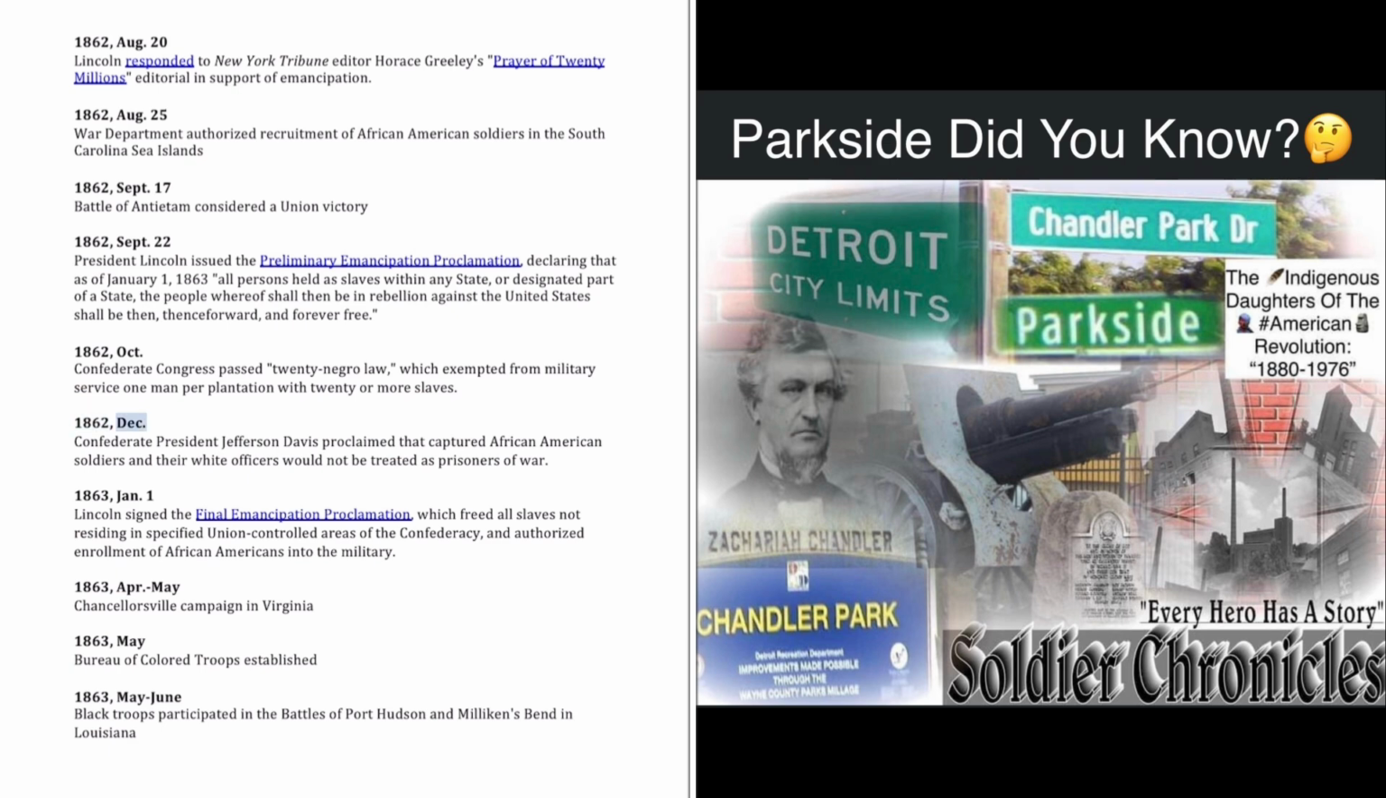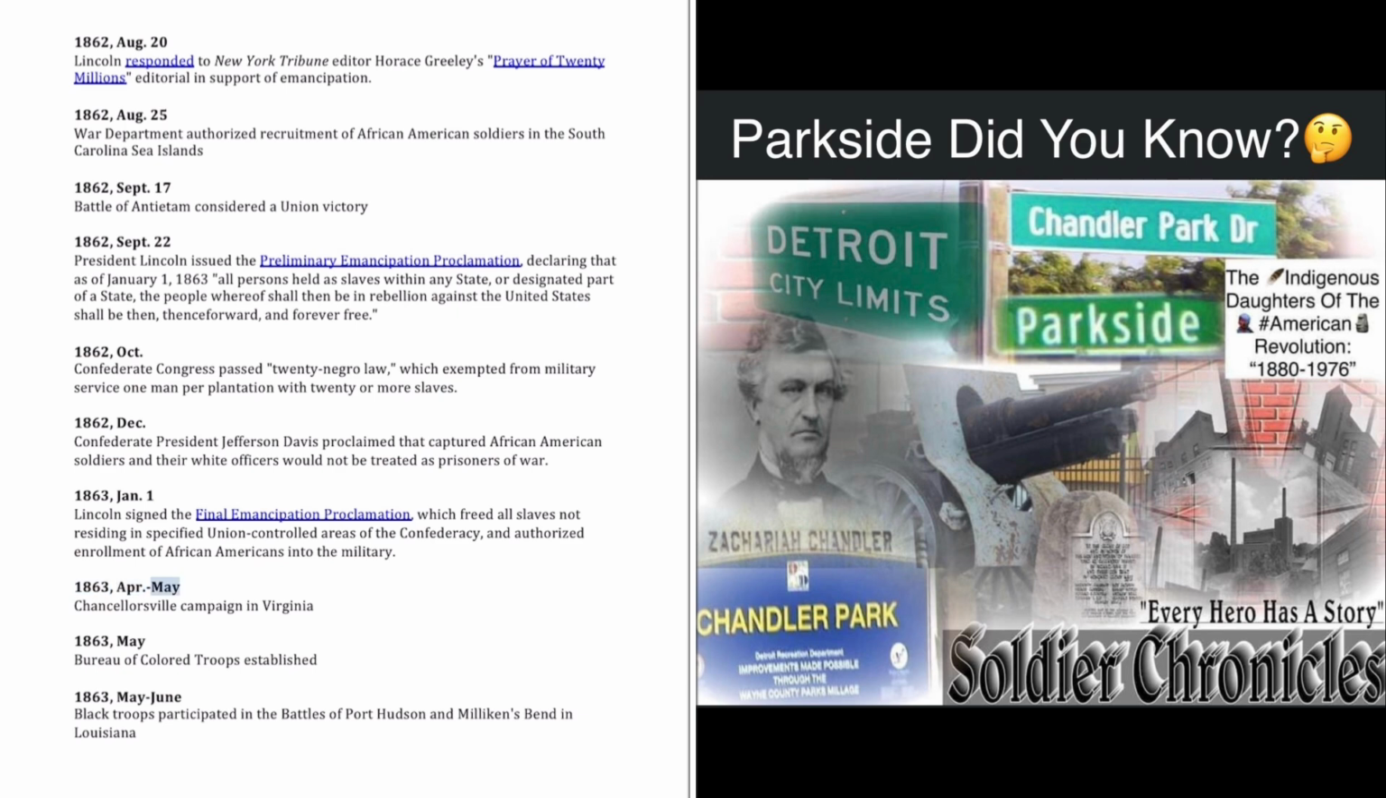1862, December. Confederate President Jefferson Davis proclaimed that captured African American soldiers and their white officers would not be treated as prisoners of war. 1863, January 1. Lincoln signed the final Emancipation Proclamation, which freed all slaves not residing in specified Union-controlled areas of the Confederacy, and authorized enrollment of African Americans into the military.